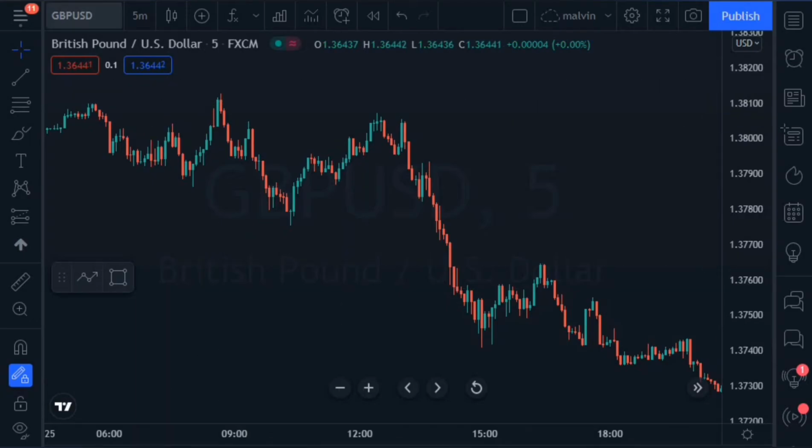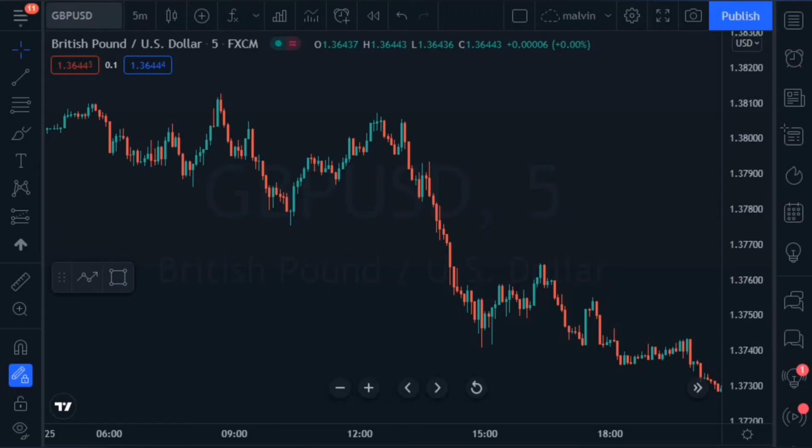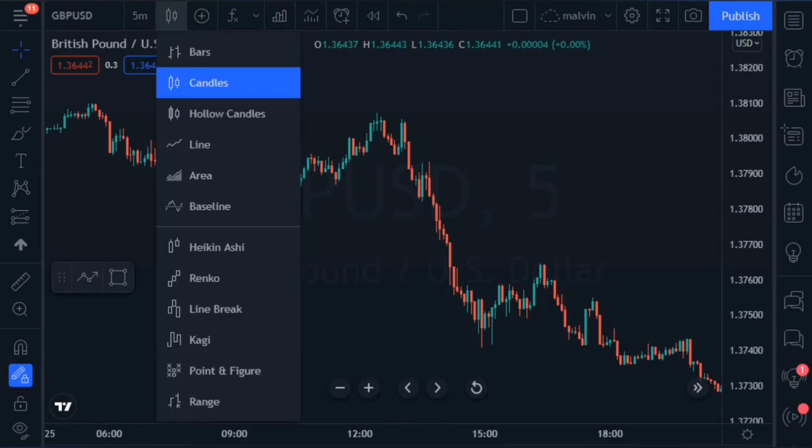So I want you guys to look up here. These are the symbols that we're going to be trading. Right here you can see stock, futures, forex, and right here we're on GBPUSD, which is the forex pair. The second part is the time frame we're in, which is the 5-minute time frame. And this third part that you can see up there on the TradingView charts is candles. So we're going to tap into candles, and all the types of charting methods you can use are right here on TradingView.